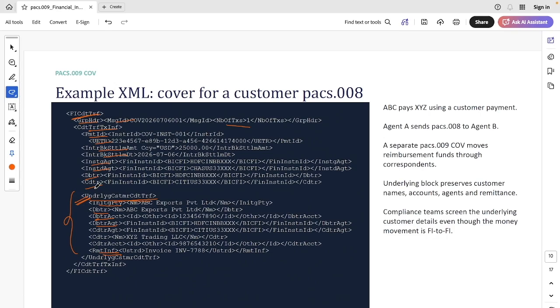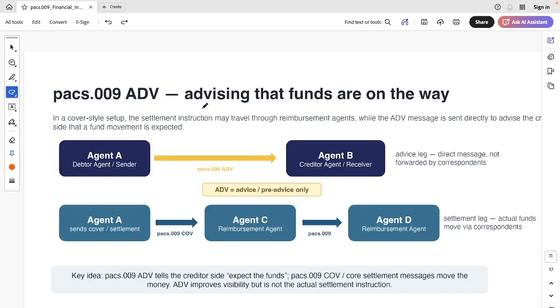Okay, now let's understand pacs.009 advice. This is a concept that can confuse many learners, so let's go slowly. ADV means advice. Pacs.009 ADV is used to inform or pre-advise the creditor side that funds are expected. Mostly this pacs.009 advice is communicated between the banks only. There is no customer involved. It's an advice message. It tells the receiving side that a financial institution transfer is expected and funds are on the way.